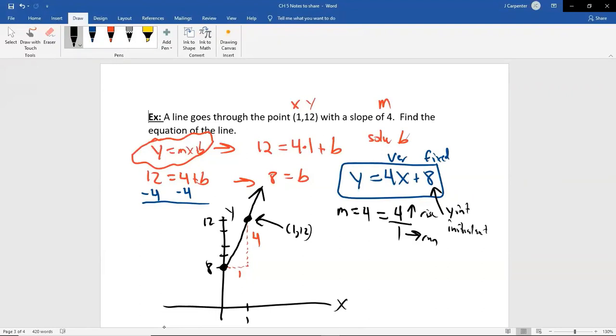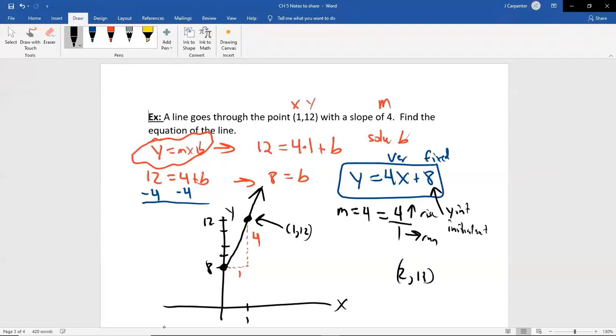Well, Mr. Beckner, couldn't I just plug in whatever x number I like and find whatever y value it corresponds to? Sure. If you plugged in 1, 4 times 1 is 4, 4 plus 8 is 12. Boom, there you go. Or you could plug in 2. 2 times 4 is 8, 8 plus 8 is 16. So that point would be 2, 16.